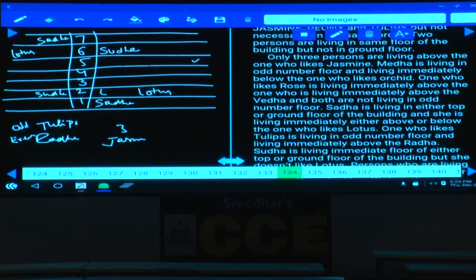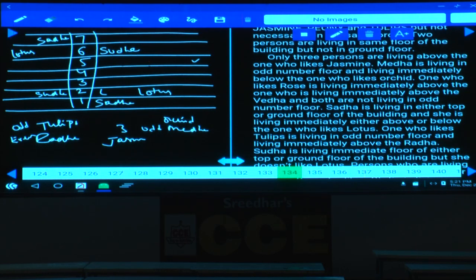Now only three persons are living above the one who likes jasmine, and Medha is living in an odd number floor and living immediately below the one who likes orchid. Medha, odd number floor, and immediately below the one who likes orchid, isn't it? Then tell me what are the different possibilities for this Medha. Medha can be either on the second floor or the fourth floor, isn't it? And here in this one, either sixth floor or the fourth floor. Medha is living in an odd number floor.